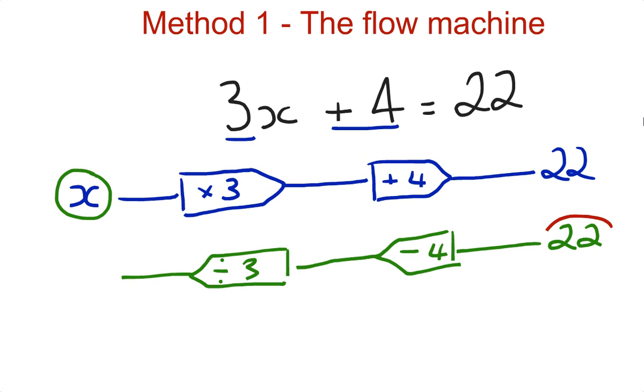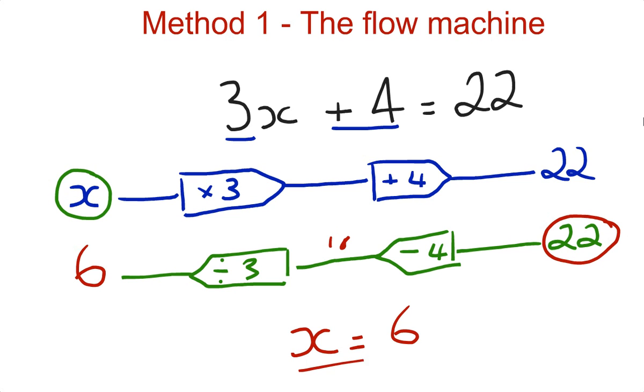Well, let's have a look. 22, take away 4, is 18, and 18 divided by 3 is 6. So our answer is x equals 6. To check, you can put it back in the first one if you wanted. 6 times 3 is 18, plus 4 is 22, and that works. But as I said, this method is nice, it's simple, but it does have its limitations. But anyway, let's move on to method number 2.